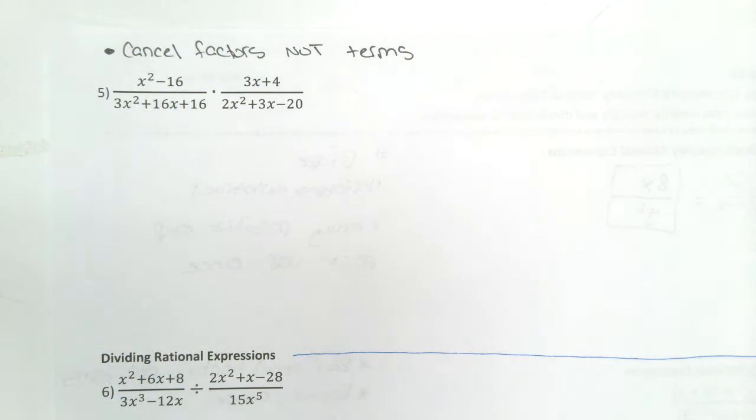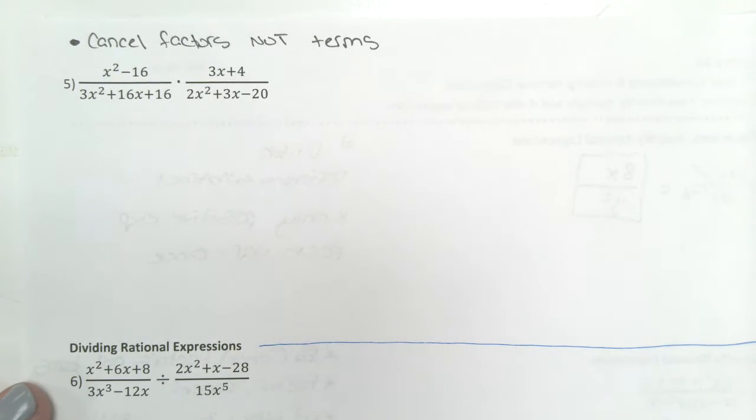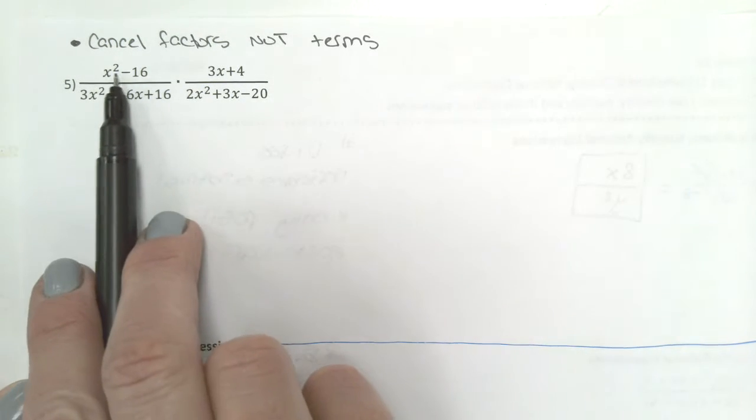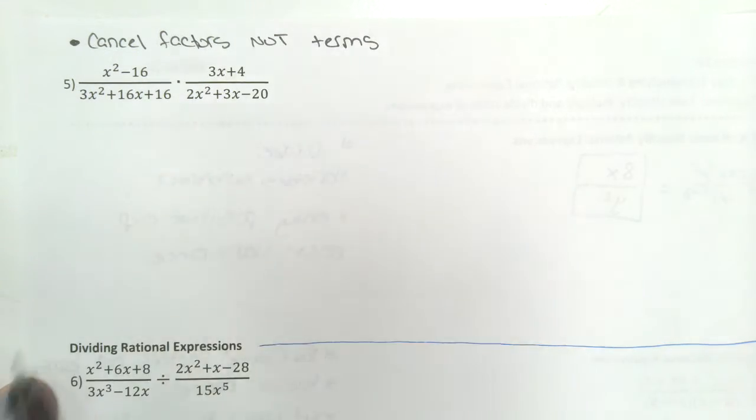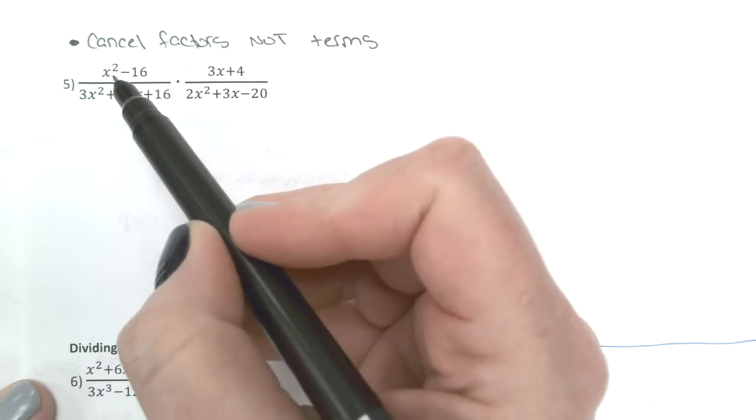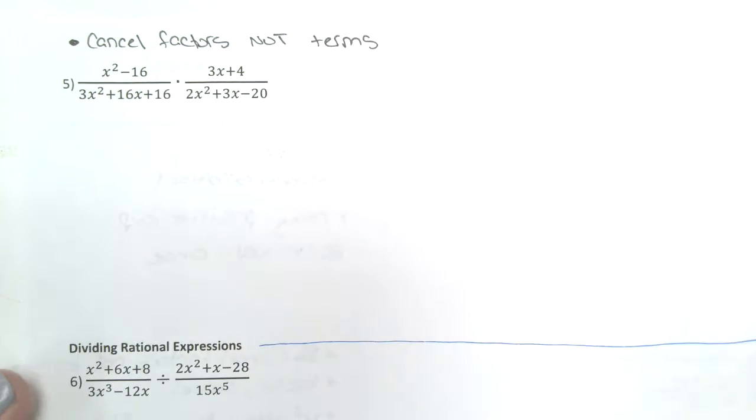All right, welcome back for part 2 of this. So now on the back side, we are still multiplying, but now we're multiplying these trinomial expressions. So, name of the game is to cancel factors, not terms. So, this x squared and this x squared, do not cancel them. That is a wrong order of operation.